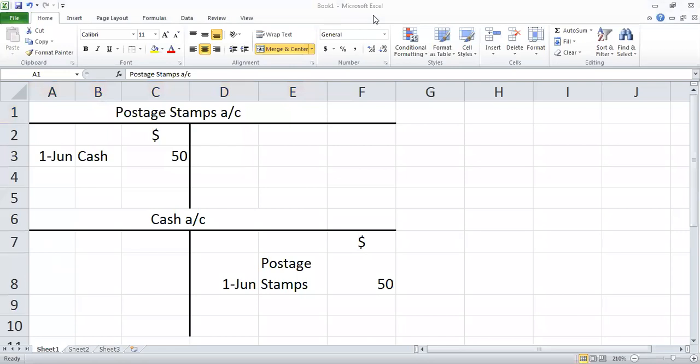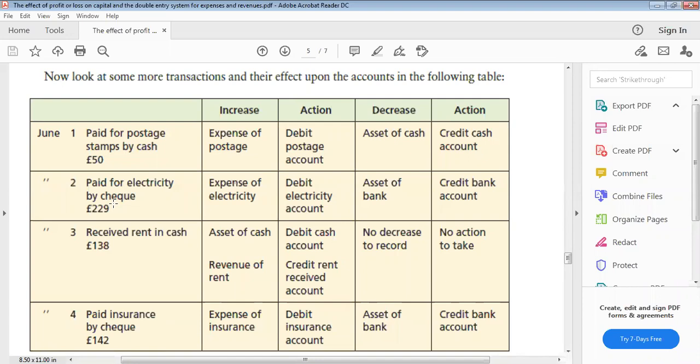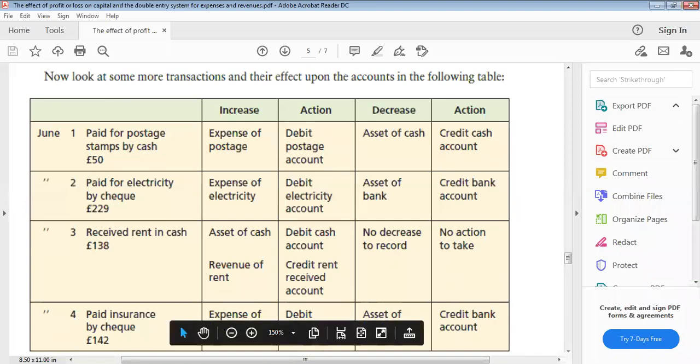Share again. Now, the next one is what? Paid for electricity by check. Sir, may I write that off? No, sir, you do not write off in a book. I'll show you something. You want to write it off? All right, I'm going to write it off.